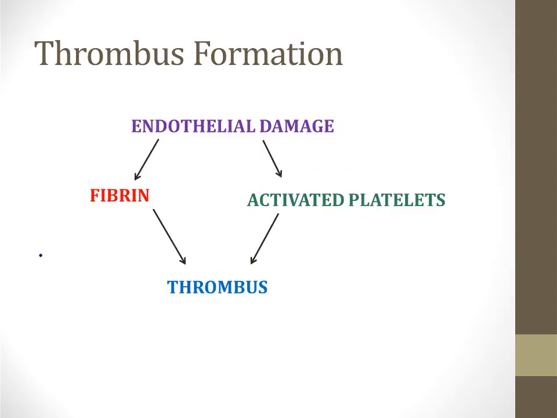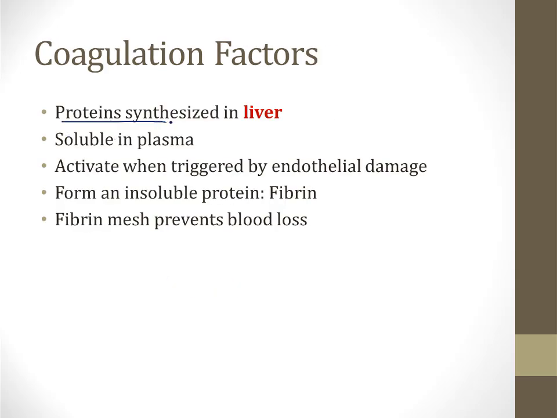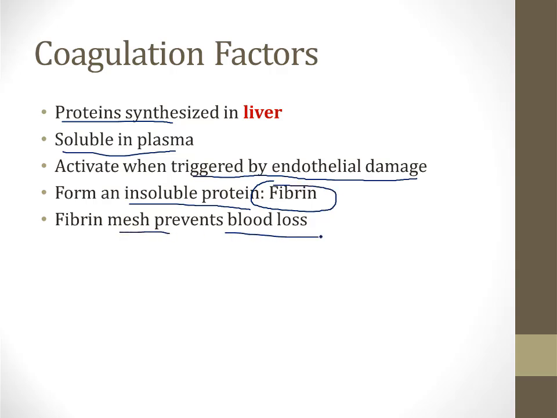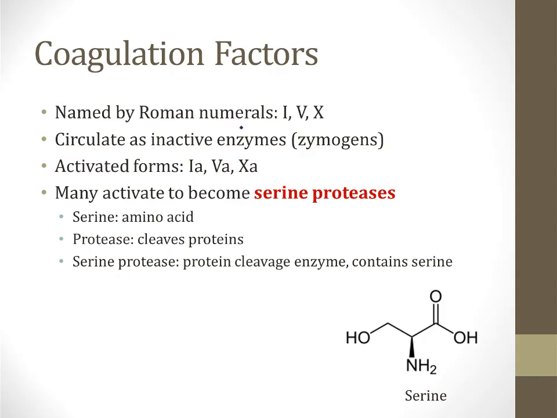So back to our discussion of thrombus formation, we're going to focus on how fibrin is formed by the body, and in order to understand this, we need to understand the coagulation factors. Coagulation factors are proteins that are synthesized in the liver, they are soluble in plasma, and they circulate in the blood, and they become active when they are triggered by endothelial damage. They work together to form an insoluble protein called fibrin, which will form a mesh to prevent blood loss at sites of endothelial damage. The coagulation factors are named by Roman numerals.